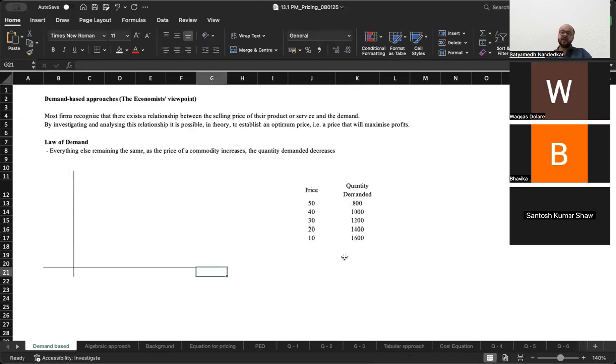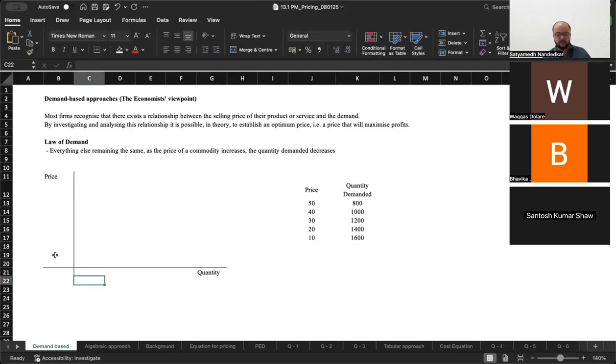Now, if price is the independent variable, price should have been on the x-axis and demand should have been on the y-axis. But the economists' convention is a little different. They always write down quantity on the x-axis and price on the y-axis.